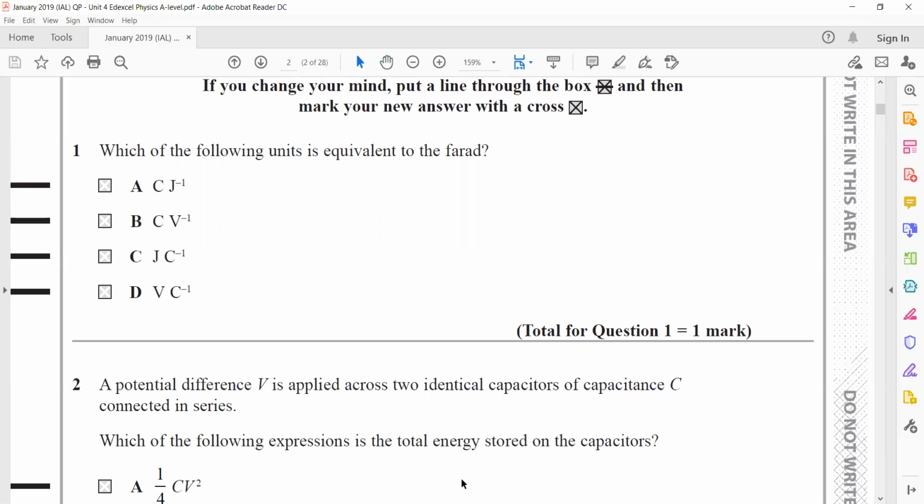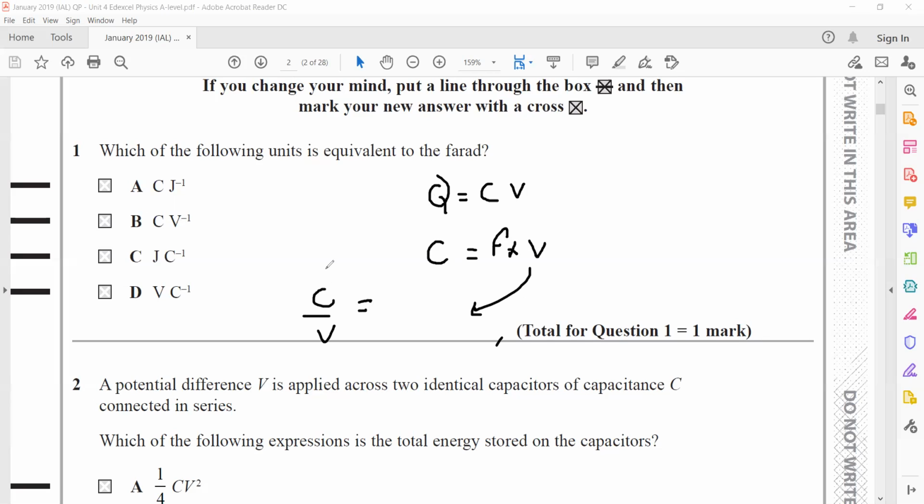Farad is a unit of capacitance, and it is equivalent to... B is the right answer because we have the formula Q equals CV. Here Q is the charge, which is in coulombs, the unit of capacitance is farad, and the unit of voltage is volts. So this will be divided: C divided by V equals farad, or CV^-1.